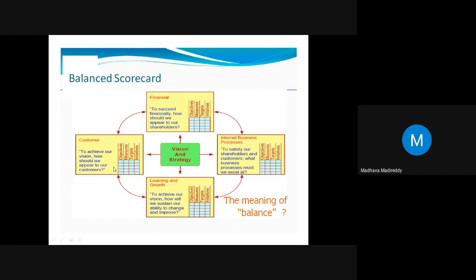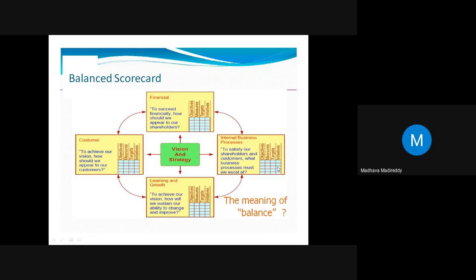If you take a look now, at the customer level, you see how should I appear to my customers. Then learning and growth: what is there for my employees to learn and grow, for my technical team to learn and grow. That would be learning and growth. Then financial: what should I do to reach my targets, how should I appear to my shareholders. Are you a market leader, are you a follower, what are you doing? That's the financial side of it.